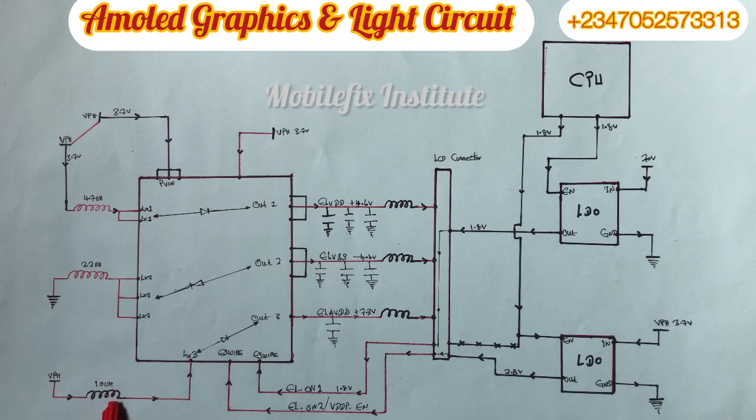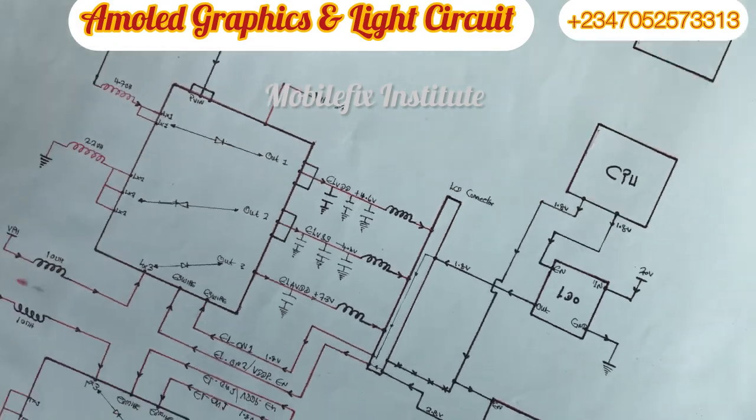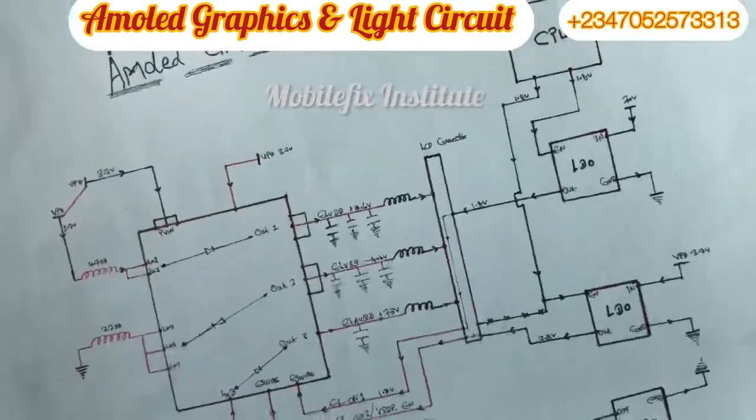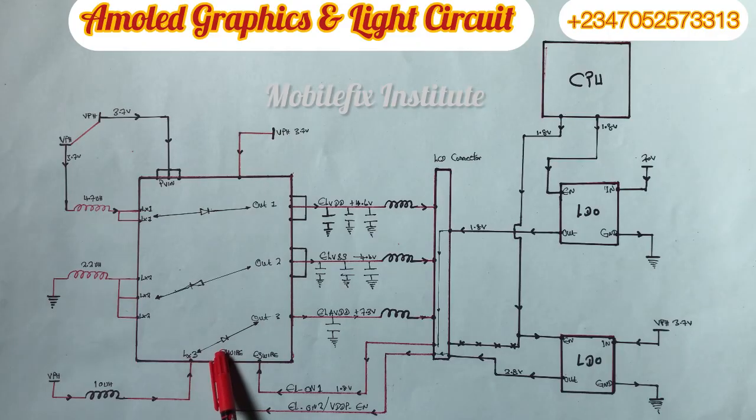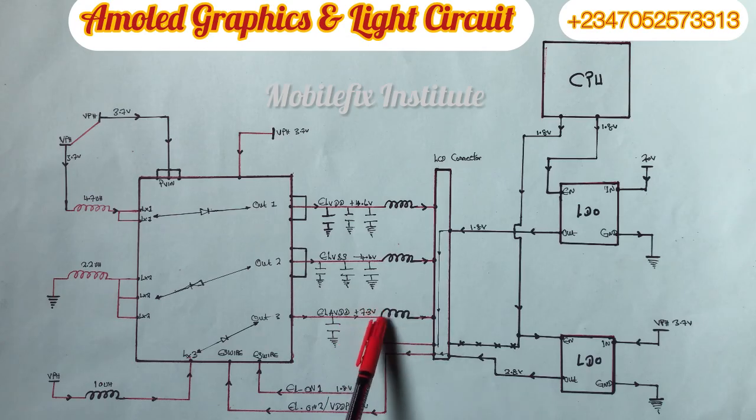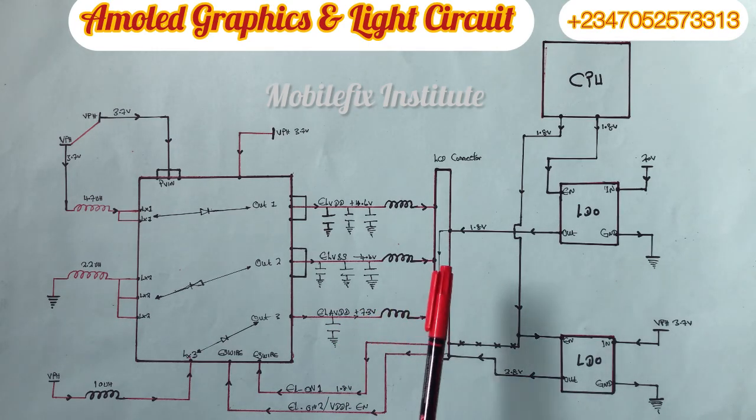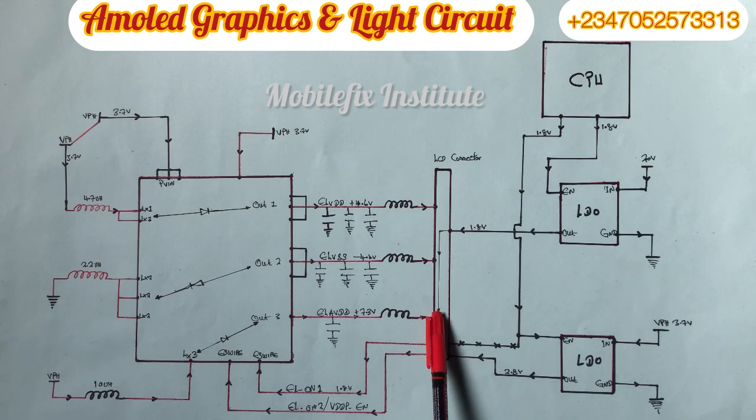A 10 microhenry coil is connected on this line, our third coil, and this coil is not beeping to ground. It is only this coil that is beeping to ground. So this coil is our third switching. Now this coil will come and switch on this line. This is our anode line on this AMOLED graphics and display. Please take note of this detail I'm giving you. Now when it enters, it will enter this LCD connector.